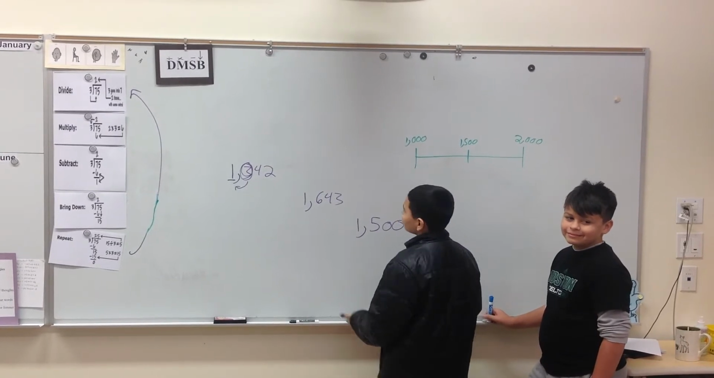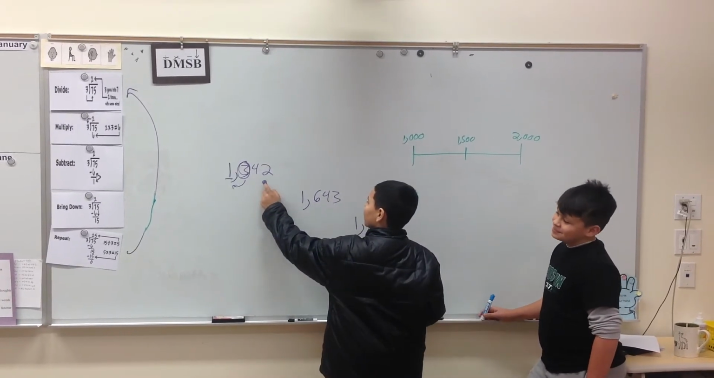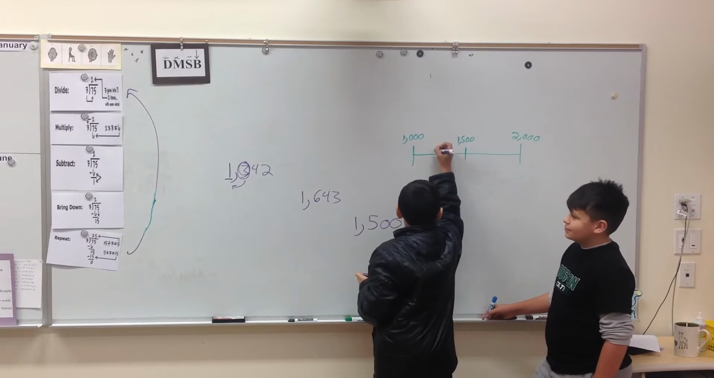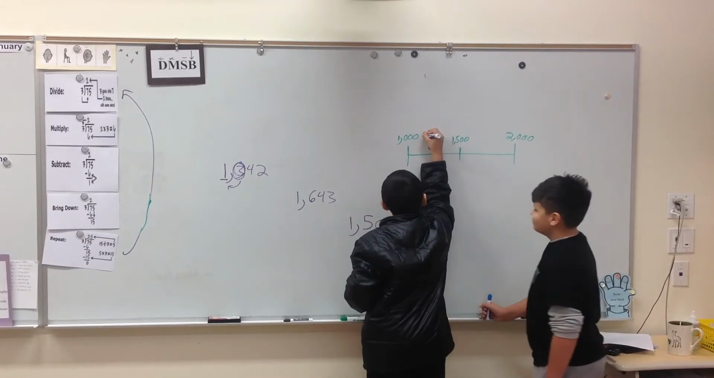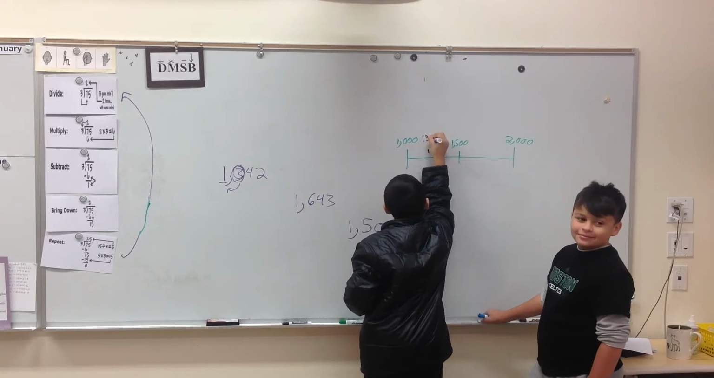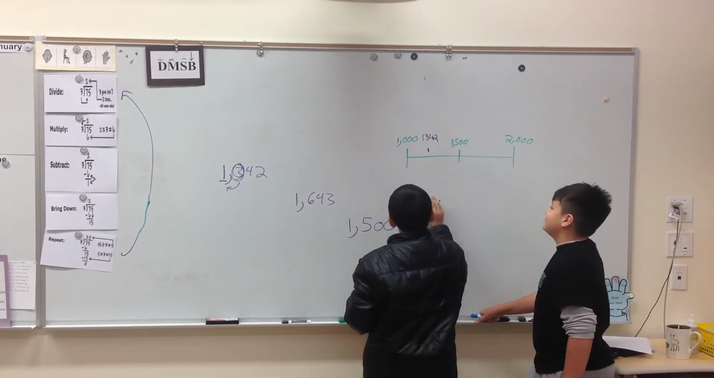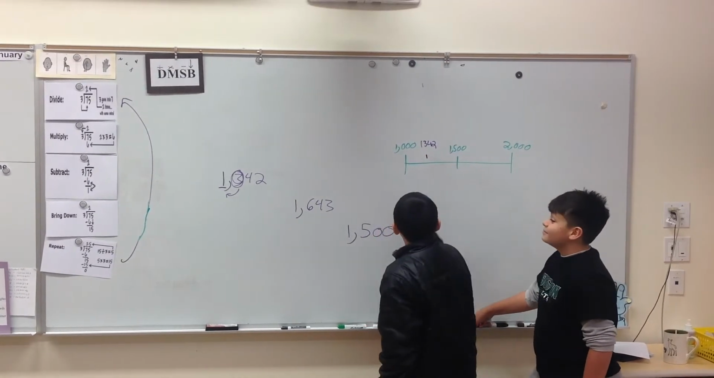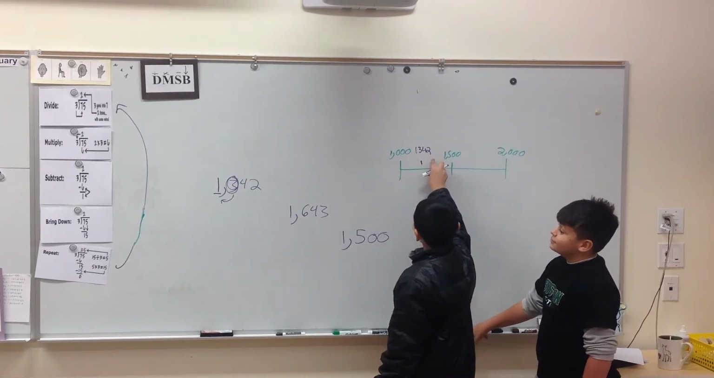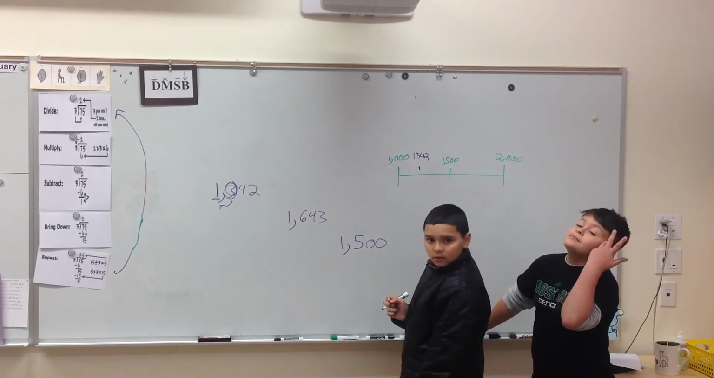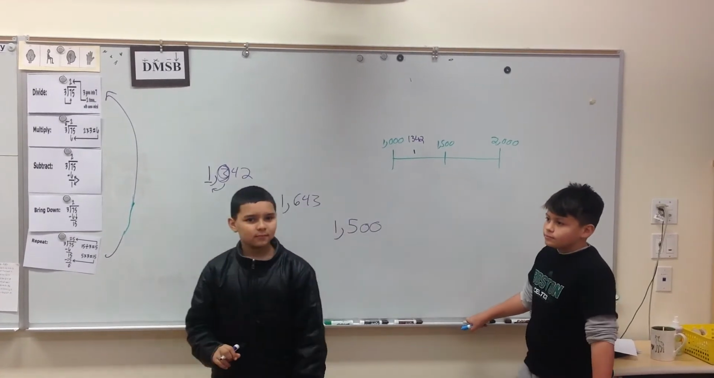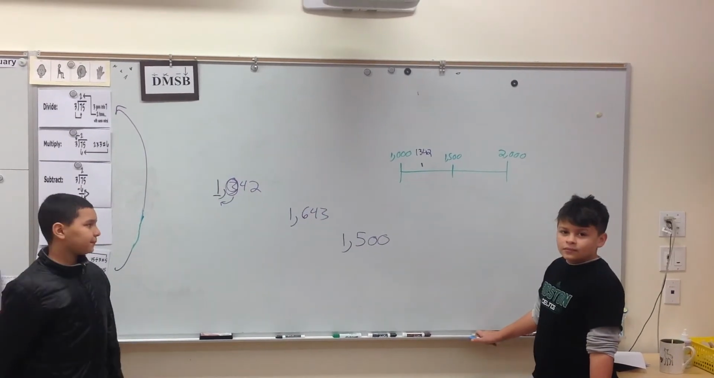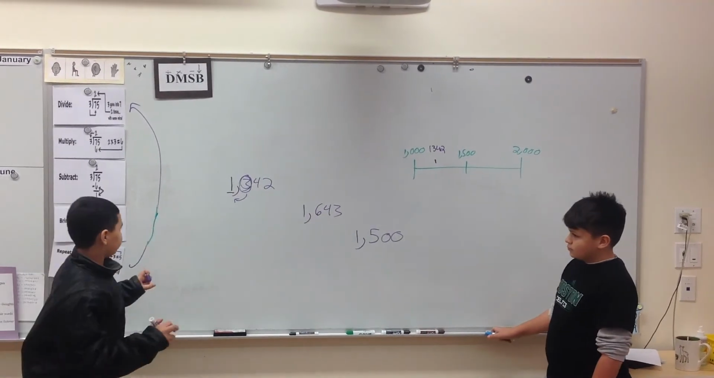So 1,342 is right over here. As you can see, 1,342 is near 1,000. So we leave it alone. Oh, so it's closer to 1,000 than it is to 2,000. Yes. So what would you write as your answer? 1,000.